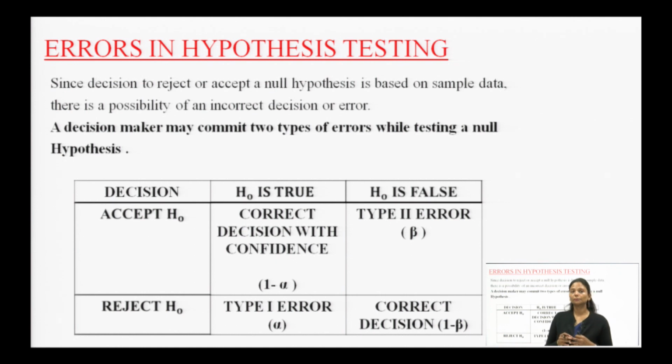That totally depends upon your incorrect decision or your correct decision. So, a decision maker may commit two types of testing errors when we are talking about the null hypothesis. When we accept the null hypothesis and the null hypothesis is true, that means a correct decision with confidence, that means the decision lying in the small part is right. Otherwise, we are making a type 2 error, which is written as beta.